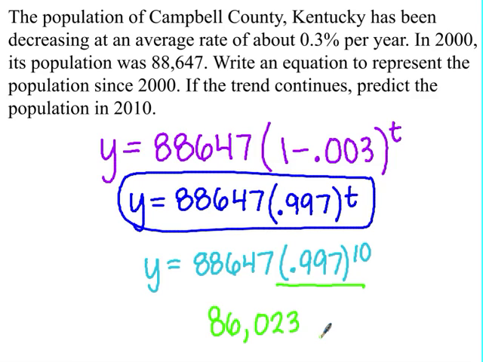Okay, now I have a question. Can you have 0.21 of a person? No, so we'll just leave it at 86,023, and that'll be what the population is. So people would be a good label.